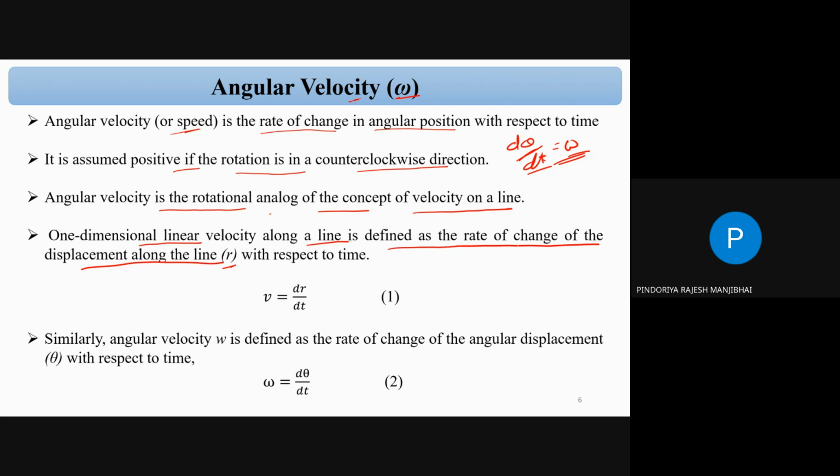Yes, the rate of change of displacement along the line, there is R, with respect to time. So we can say V is equal to dr by dt. So this equation is for the rotational case, and this equation is for the linear motion. So V equals dr by dt, and R is nothing but your line, correct? Similar to angular velocity, there is omega. So omega is defined as the rate of change of the angular displacement. So we can say omega equals d theta by dt.